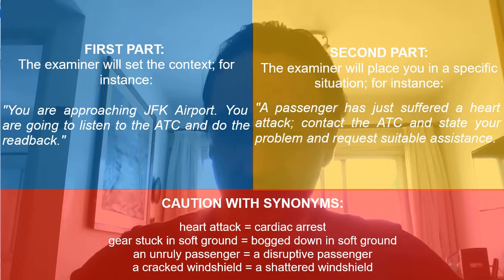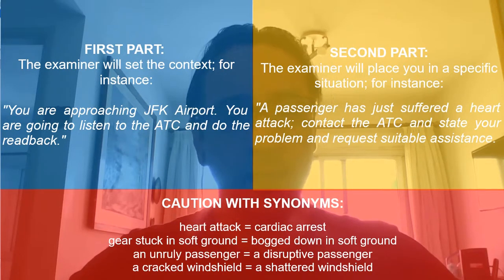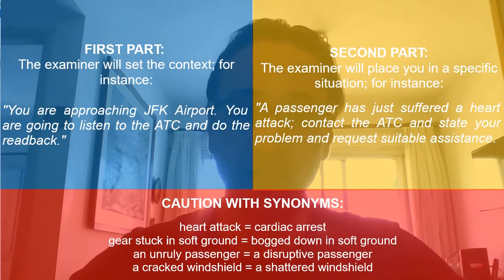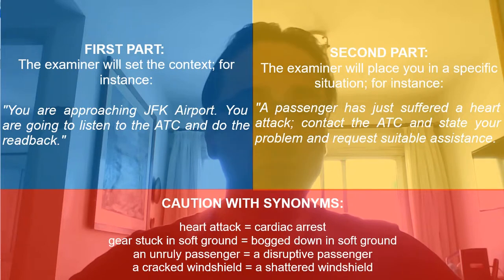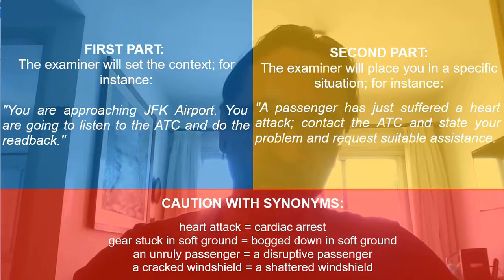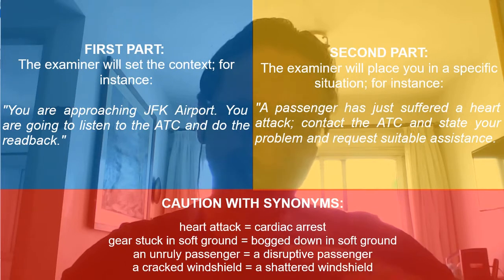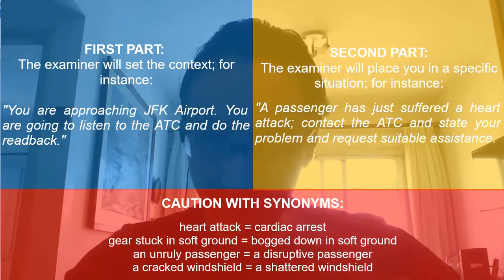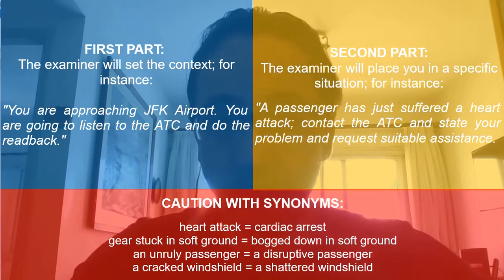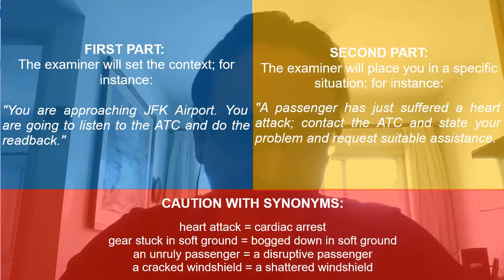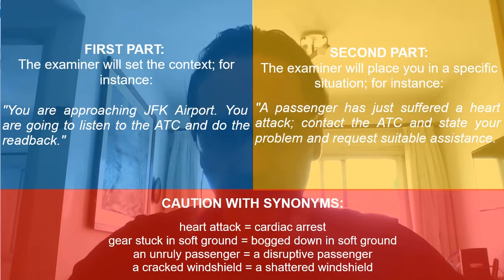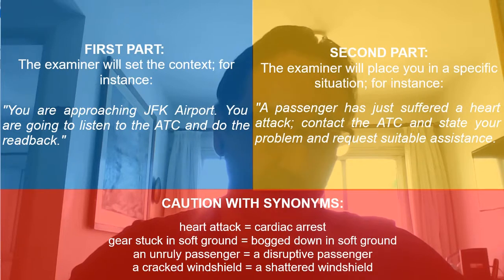Then, now it's the second part. The examiner will place you in a specific situation. For instance, now a passenger suffers a heart attack. Contact the ATC, state your problem and request suitable assistance. So then, you should behave as in a real flight. You make this communication, and you should follow all the radio telephony techniques which are expected, right? So then you make your communication.